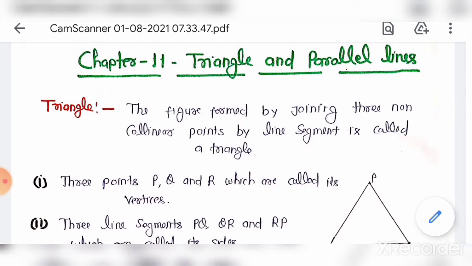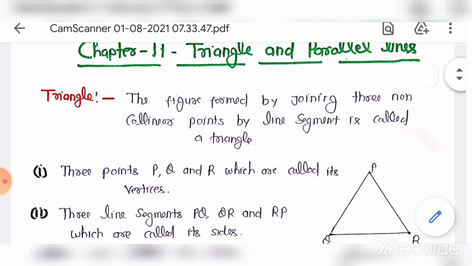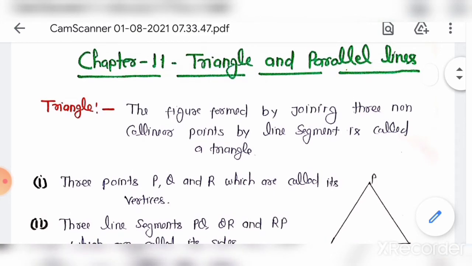We are going to discuss the topic triangle and parallel lines. In previous classes, I have already discussed the chapter number 10 concepts and the questions also. So today I am again discussing with you triangle and parallel lines. The chapter name is triangle and parallel lines. First we discuss the triangle, and second we discuss the parallel lines.